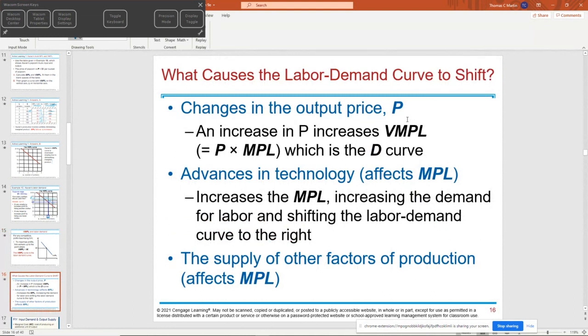Now, if we have changes in the output, and P increases, the value of the marginal product of labor, which is the demand curve, would increase. With advances in technology, we can see an increase in the marginal product of labor.